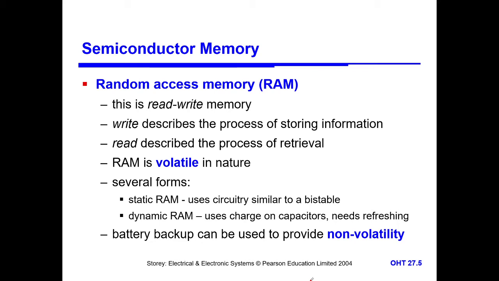Basically memories can be of two types: one is random access memory and the other is read-only memory. Random access memory, in short RAM, has two capabilities, read and write. That means the user can read data from this memory and write data into this memory. That is called random access memory.